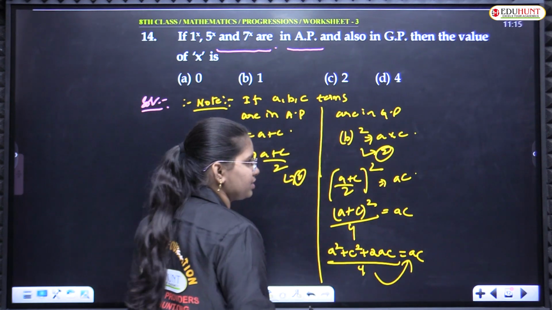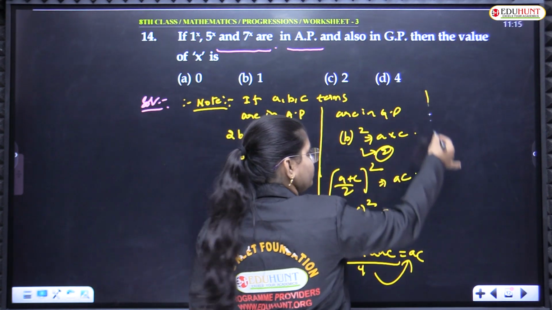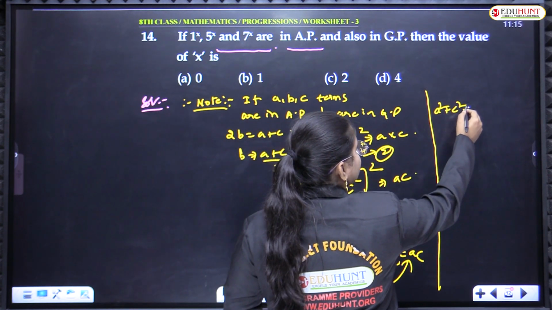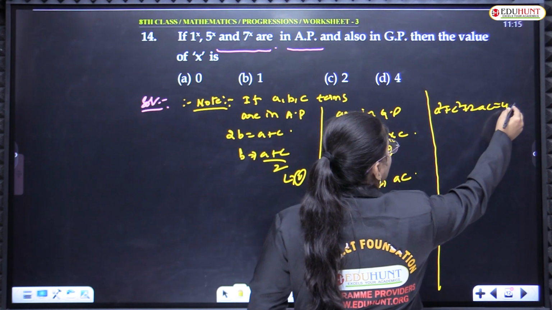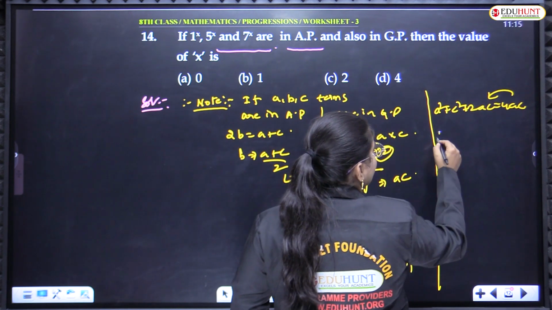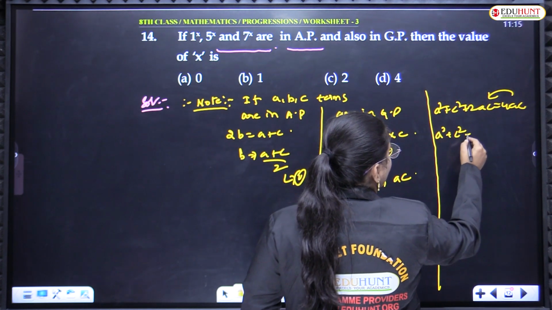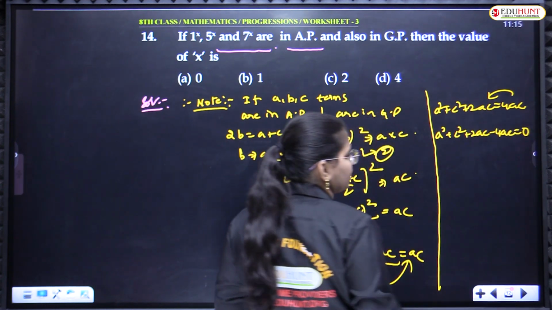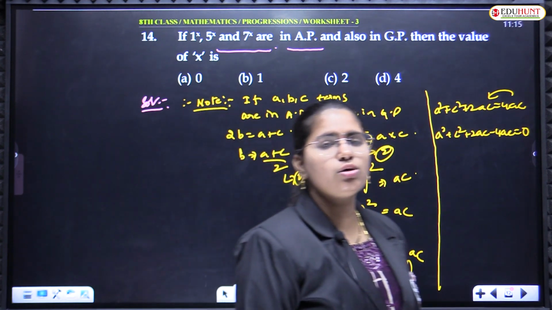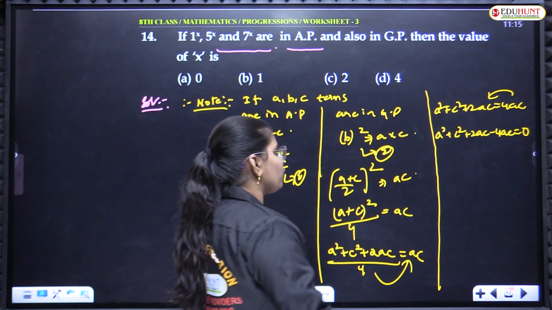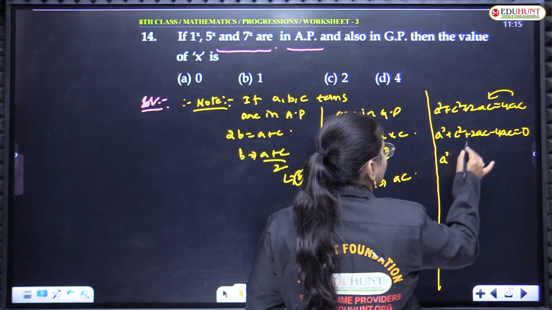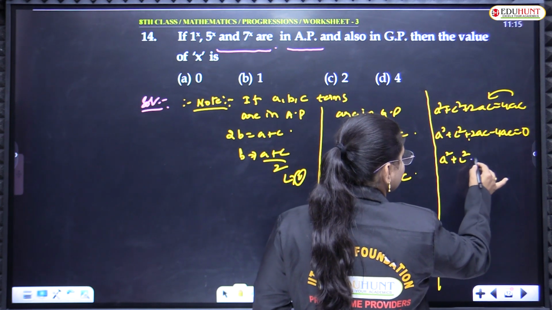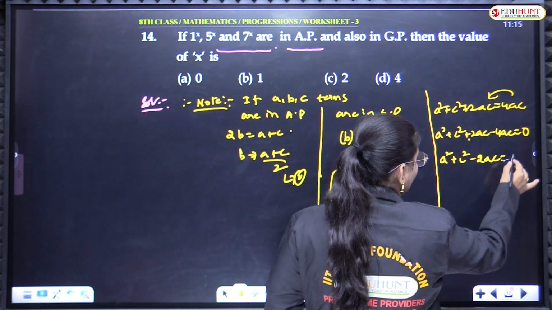Transfer this 4 to that side. What are you going to get? A square plus C square plus 2AC is equal to 4AC. Transfer this side: A square plus C square plus 2AC minus 4AC is equal to 0. Plus 2 and minus 4 are like terms, so just subtract: plus 2 minus 4 is minus 2. A square plus C square minus 2AC is equal to 0.